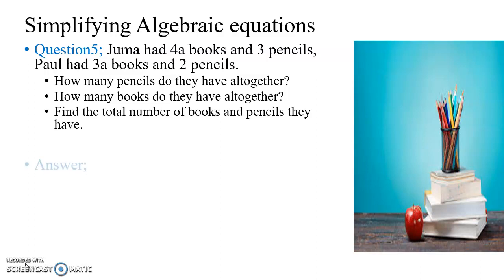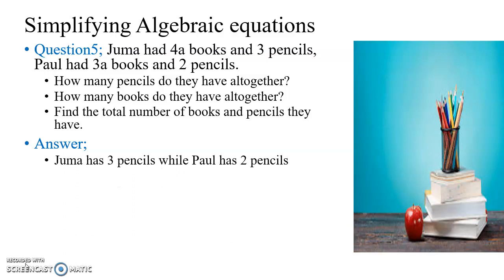So to resolve this, you will need to identify the like terms and assemble them together, and then you simplify your algebraic expression. Initially you are told that Juma had 3 pencils while Paul has 2 pencils. So putting the like terms together, the total number of pencils equals 3 plus 2 pencils. This becomes 5 pencils.